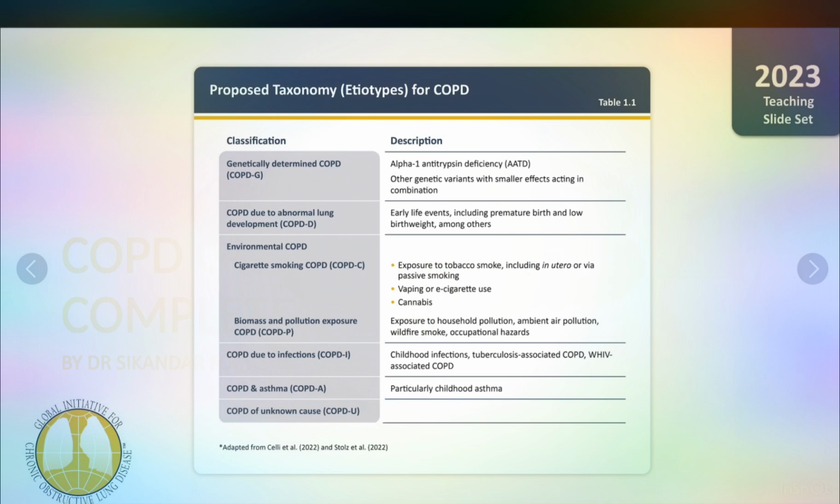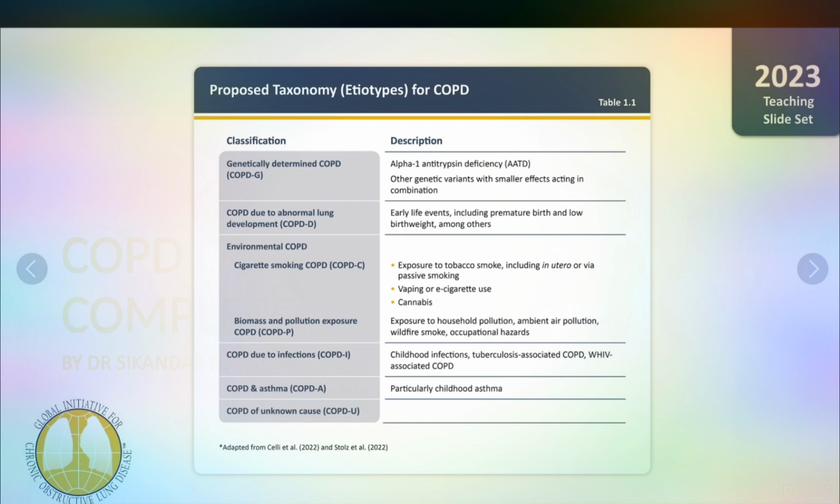P for pollution, C for cigarette smoking, D for development, G for genetically determined. So P for pollution means exposure to household pollution or ambient air pollution or wildfire smoke or occupational hazard. Then comes COPD due to infection. COPD-I for infection. So because of childhood infection, tuberculosis-associated COPD, or HIV-associated COPD.